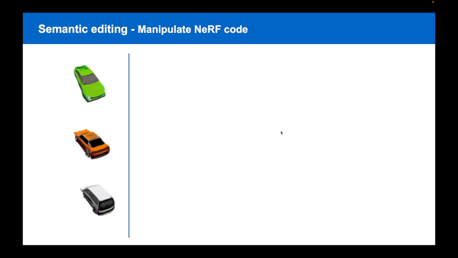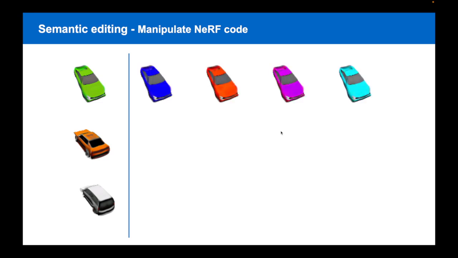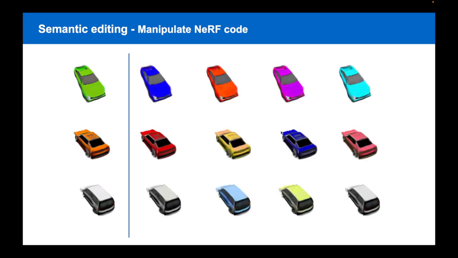Here we show the NeRF code manipulation, taking these 3 example cars and sampling different color codes while maintaining the same shape.